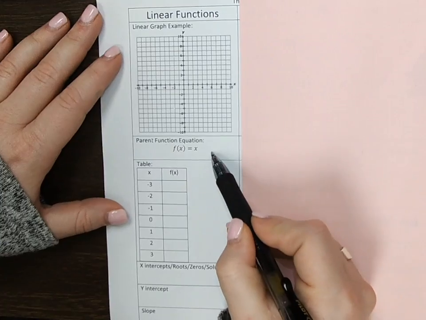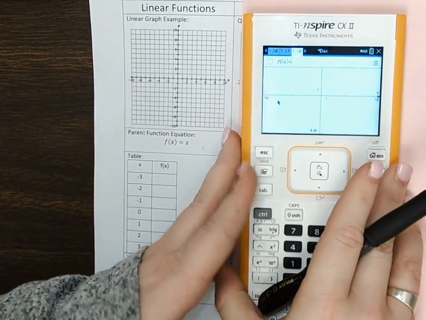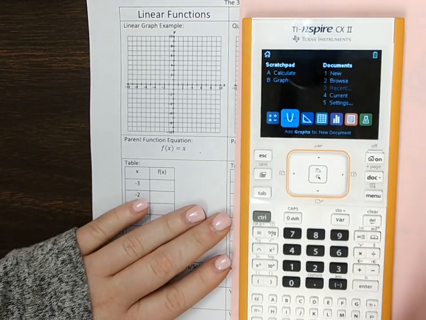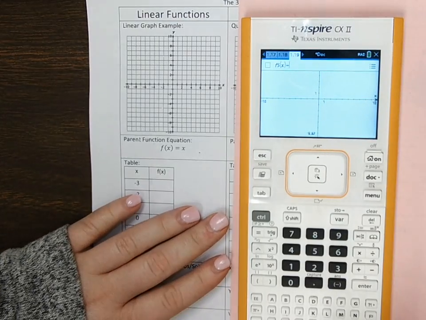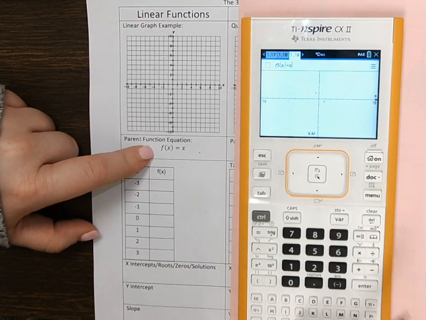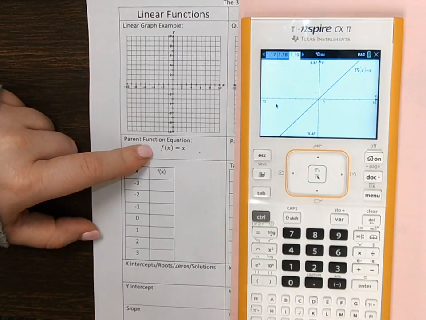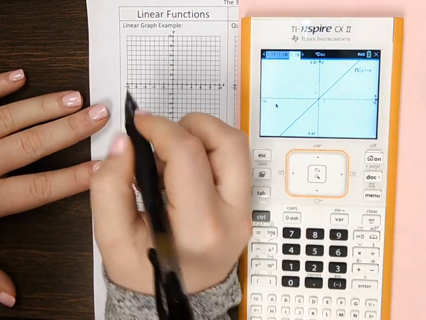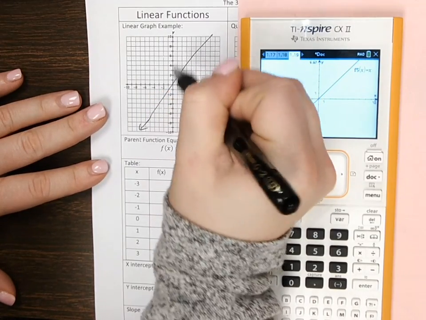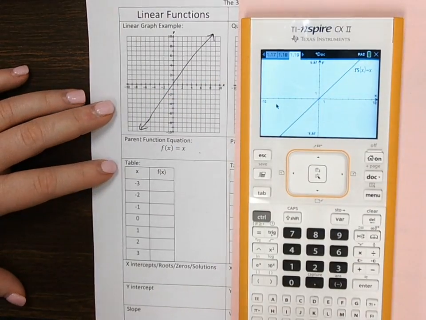The very first thing it gives us is our parent function. So what you're going to do is add a graph. Your screen should look something like this. Our parent function for the linear equation is just f of x equals x. So we're going to type in x and hit enter, and then you're just going to sketch that. It doesn't have to be perfect. It goes through the origin though, and it has a positive slope.